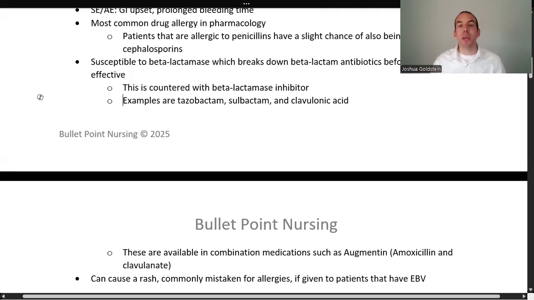So what do we do for that? We have an antibiotic, they have a shield against it. Well, we came up with a way around it. We have something called a beta-lactamase inhibitor. It inhibits beta-lactamase, and beta-lactamase inhibits beta-lactam. So let's see if you can keep up. Beta-lactamase inhibitors such as tazobactam, sulbactam, and clavulanic acid. Clavulanic acid we mentioned earlier is part of Augmentin.